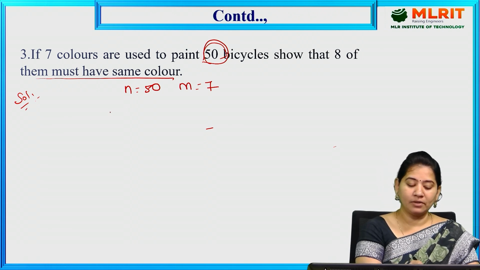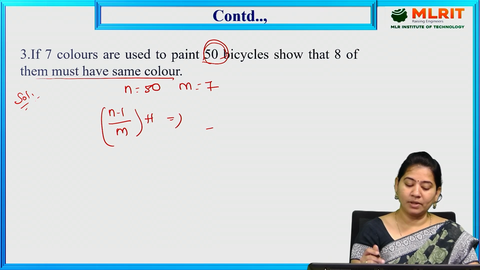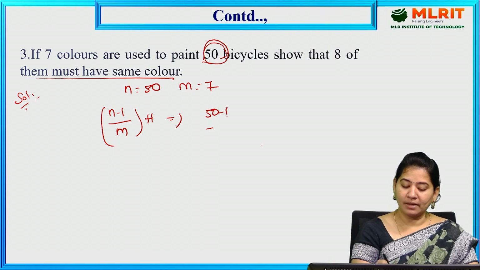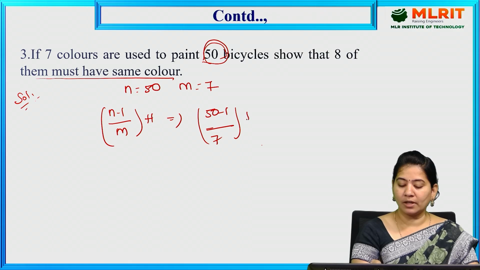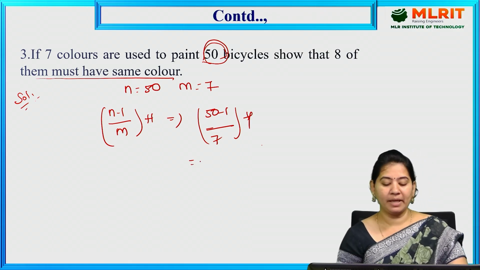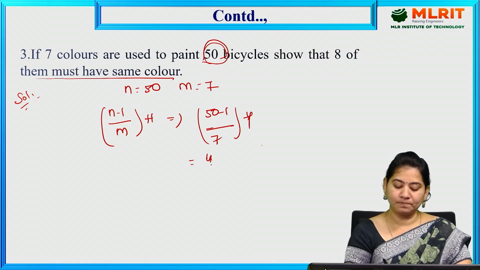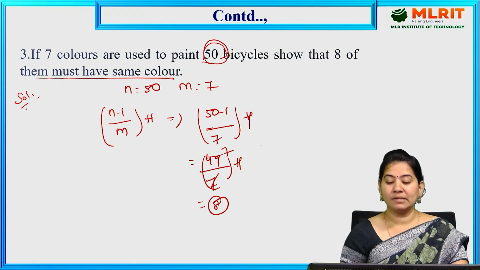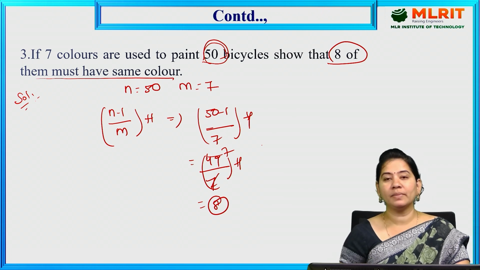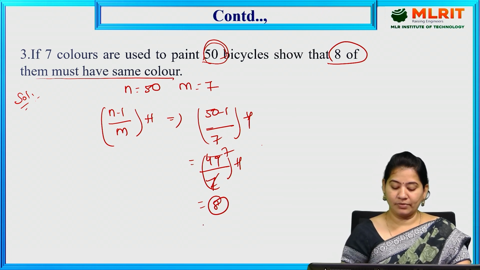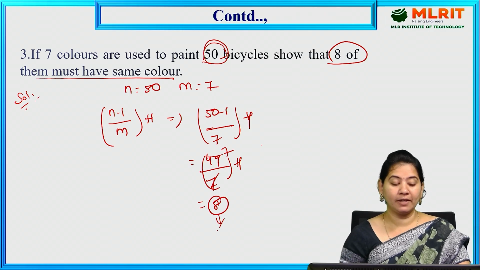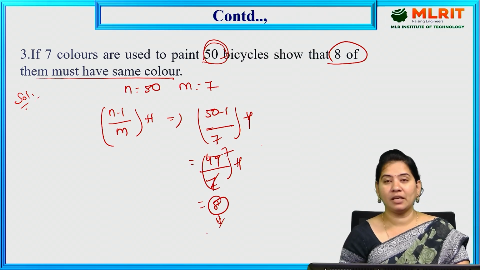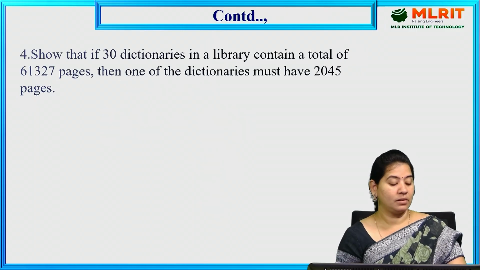So the same thing here, the formula is (n minus 1) by m, plus 1, which is nothing but 50 minus 1 by 7, plus 1. So 50 minus 1 is 49, and 49 by 7 is 7, plus 1 is equal to 8. So the answer is, we show that at least 8 of them must have the same color. As we got the answer 8, we have proved that at least 8 of them have the same color. So next, let us go to the next one.